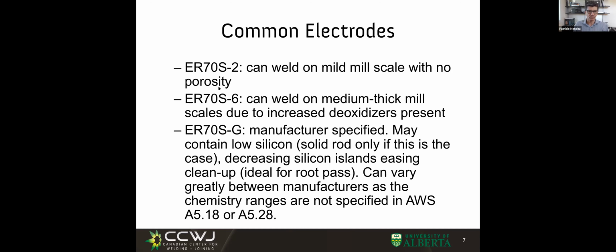There are other formulations like G. G is manufacturer dependent. So although G appears in the standard, it just says whatever the manufacturer wants is a wild card. One possibility, for example, would be to have extra low silicon, and that would be used in places like the automotive industry, because with extra low silicon, we would have very few silicates. If we weld on clean plate, we would have very few silicate islands, and then the end weld is clear.